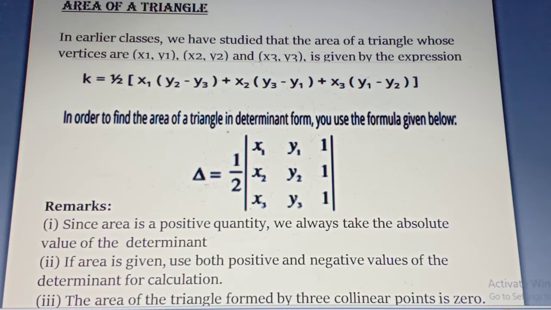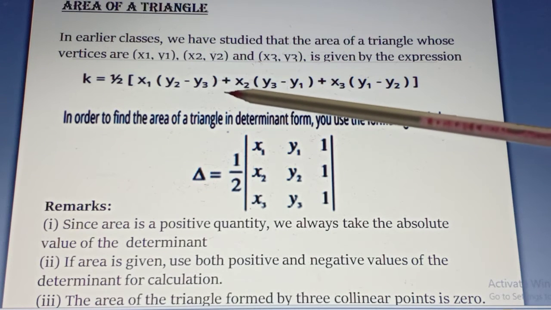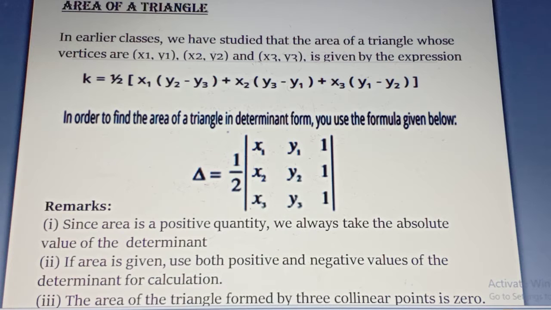So students, in the earlier classes, you have learned how to find the area of a triangle whose vertices are x1, y1, x2, y2 and x3, y3. And all of you know that the area of a triangle having these vertices is given by delta equal to half x1 into (y2 minus y3) plus x2 into (y3 minus y1) plus x3 into (y1 minus y2).